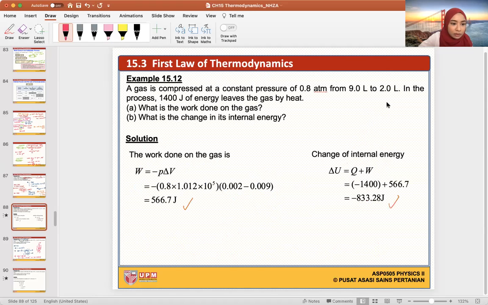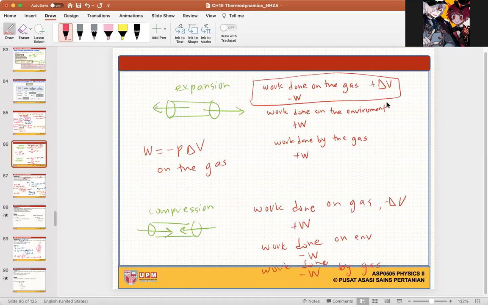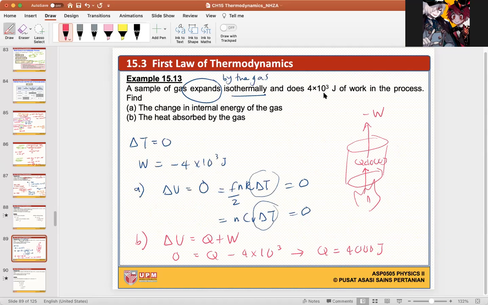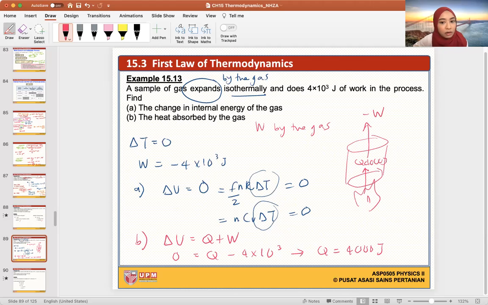Okay, let's look back. Kalau expand, work done on the gas is negative W. But soalan dia tanya on kan? Dia tak cakap by the gas. The question asks, okay, the change in internal energy of the gas and the heat absorbed by the gas. Here it doesn't say what is the work done by the gas. So we are going to have everything on the gas.